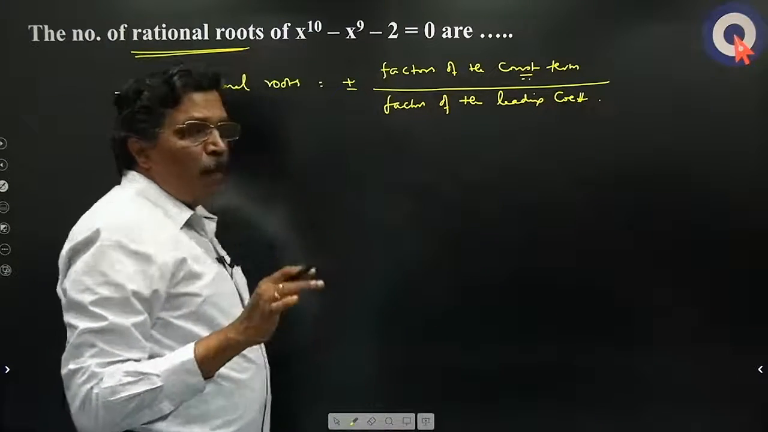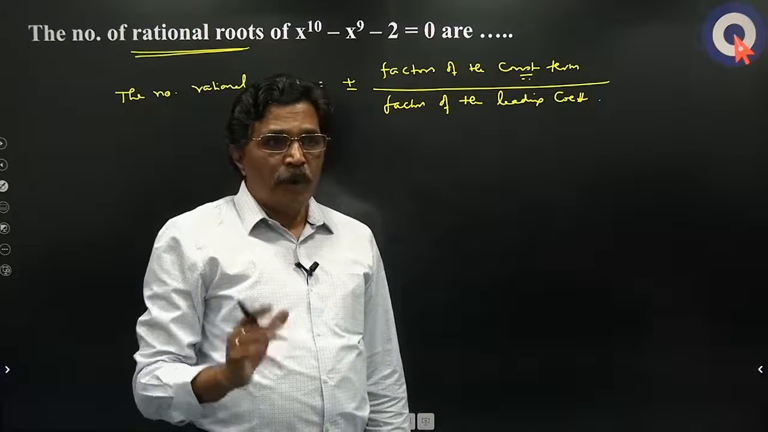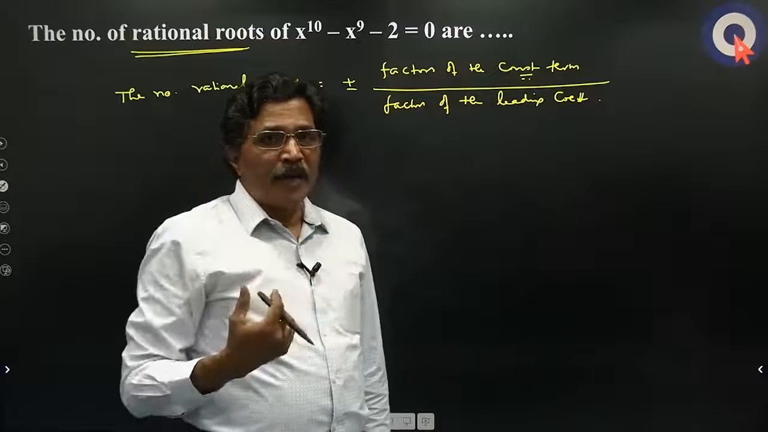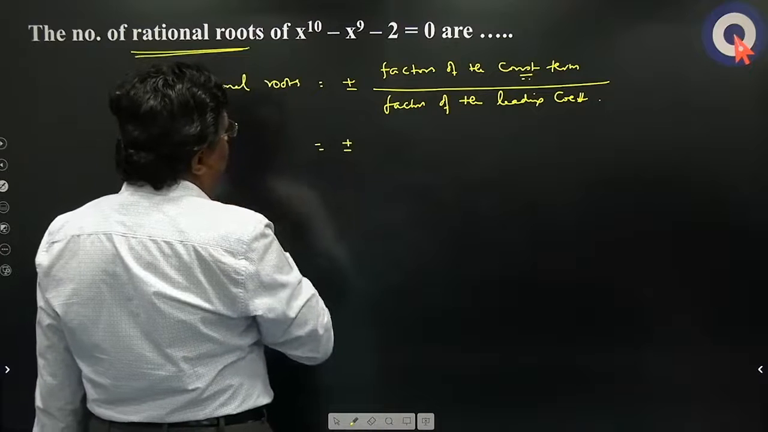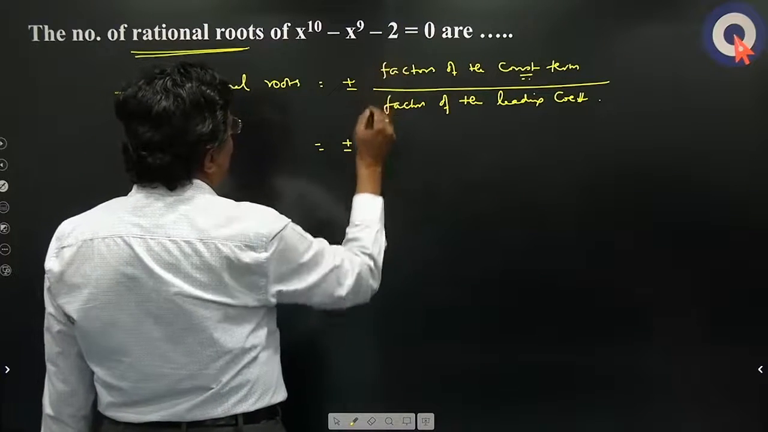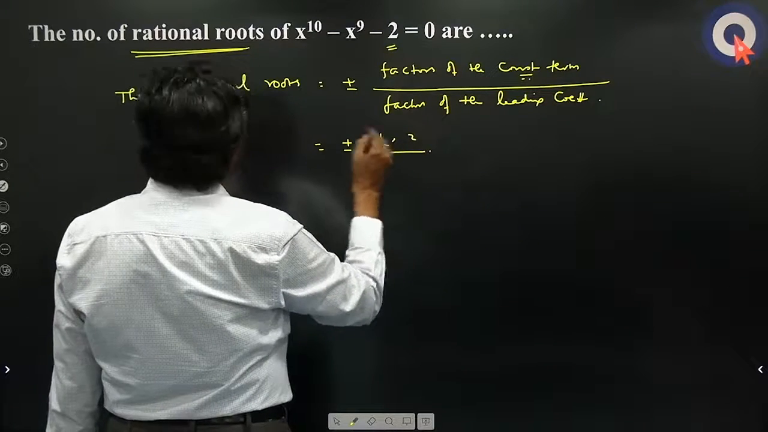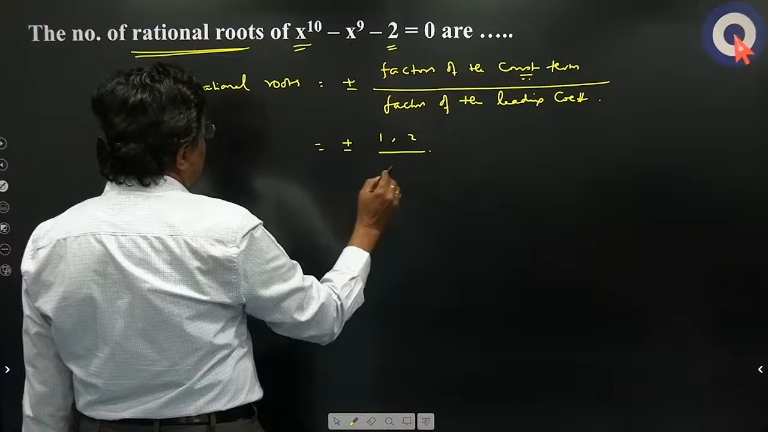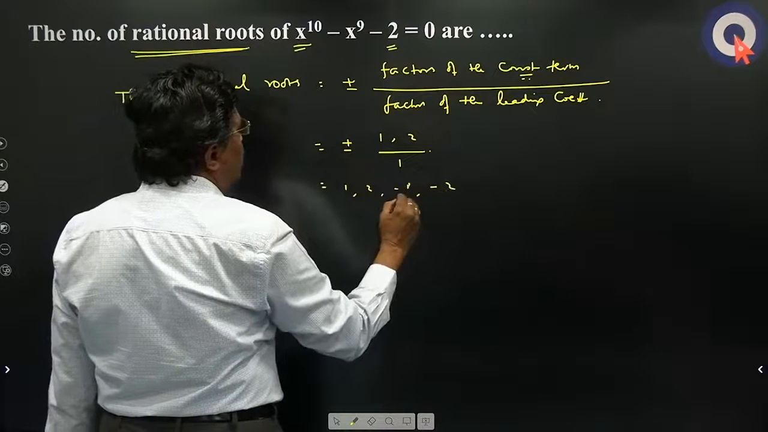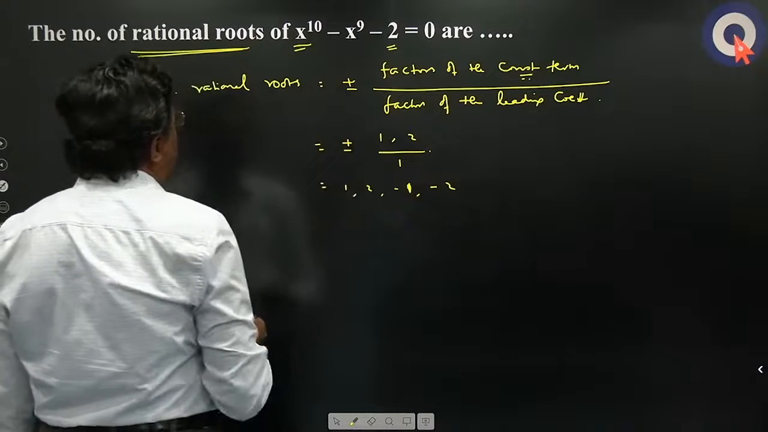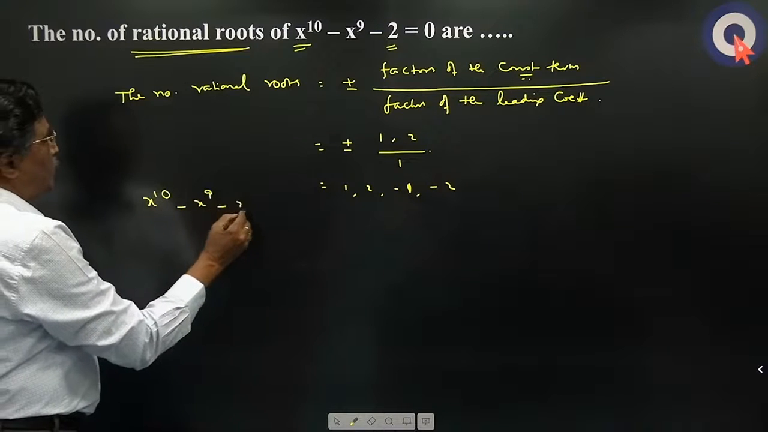As the theorem is very popular, I encourage students to go through the proof of this theorem to understand why it is coming like that. So this is plus or minus factors of the constant term. You have factors of 2 are 1 and 2, and factors of the leading coefficient is just 1. So we have 1, 2, minus 1, minus 2. Among these numbers, which will satisfy the given equation? So you have x power 10 minus x power 9 minus 2 is equal to 0.